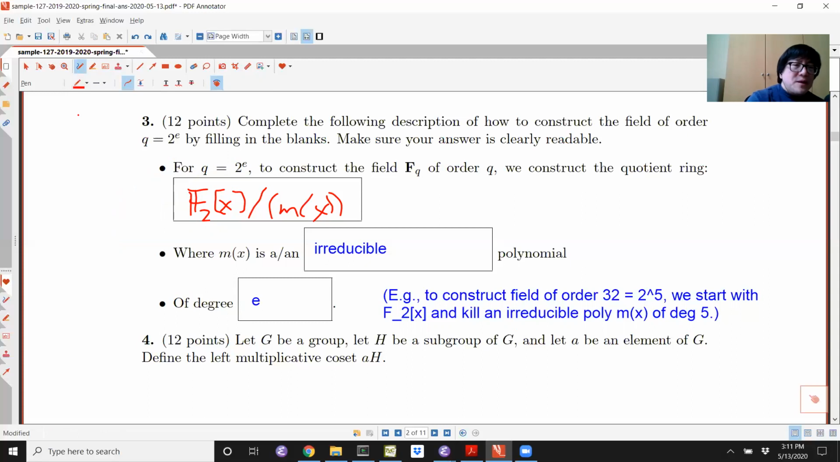So the point is that we have q equals 2 to the e. There we go. Nice and big. And so that 2 is the reason why we were taking coefficients mod 2. And I see your chat question, and that e is why we're taking a polynomial of degree e. Okay, and now let me go back.